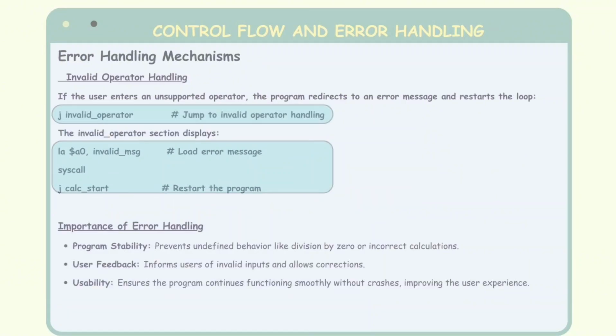Another error handling mechanism is invalid operator handling, where if the user enters an unsupported operator, the program redirects to an error message and restarts the loop. There are many importance of error handling. Some of it are program stability, user feedback, and usability.